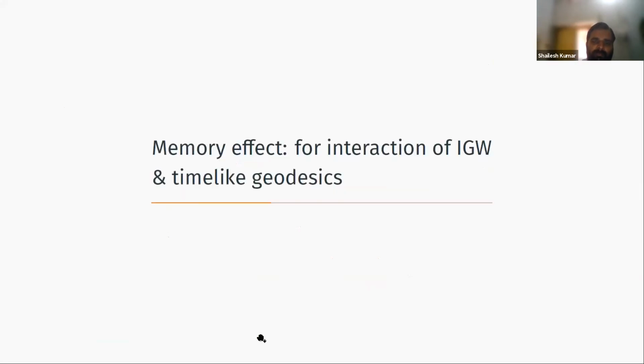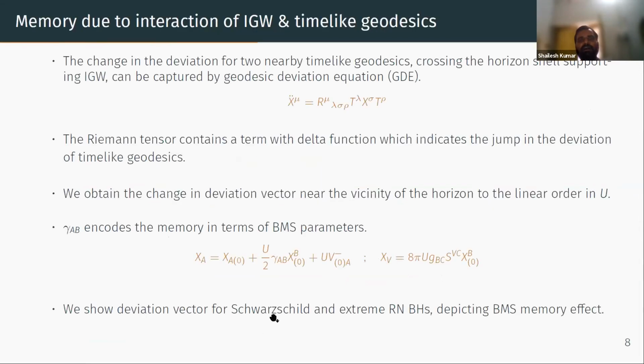So let us look at the memory effect for the interaction of an impulsive gravitational wave and timelike geodesics. Here we consider that when two nearby timelike geodesics cross the null hypersurface or the horizon shell, they will interact with the impulsive gravitational wave, and there will be a permanent relative change in the displacement vector.